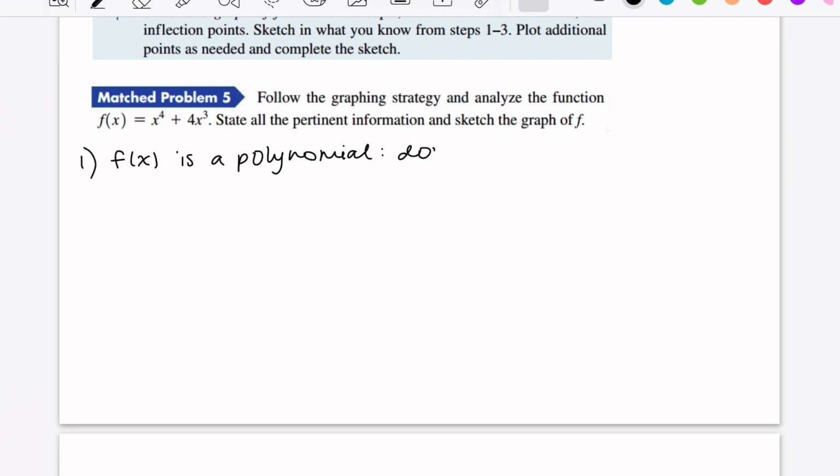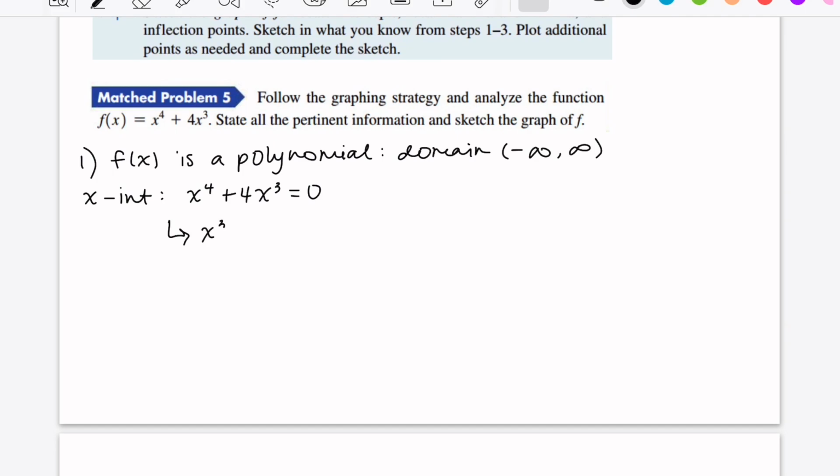So this tells us that our domain is going to be negative infinity to positive infinity. Next thing we want to do is find the x-intercepts. So here's our function. And we know if we want to find the x-intercepts of our function, we're just going to figure out when this is true, when our function is equal to 0.